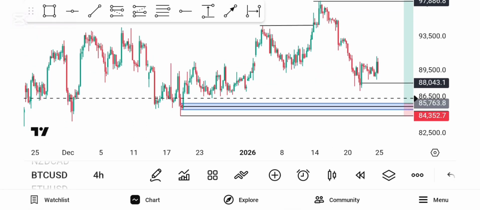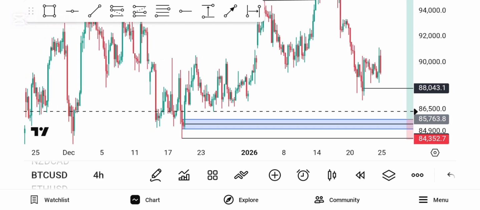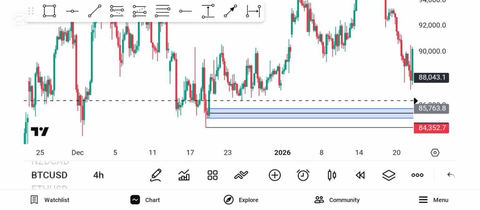This is the POI. This is the order block. In case you are not seeing it very well, this is the order block. These are the liquidities here.